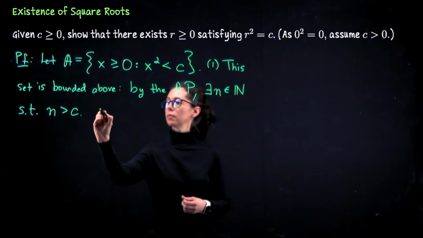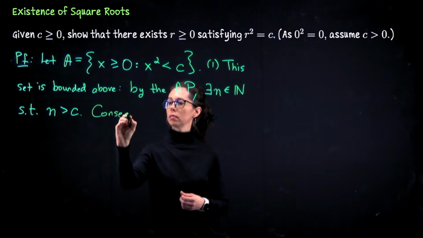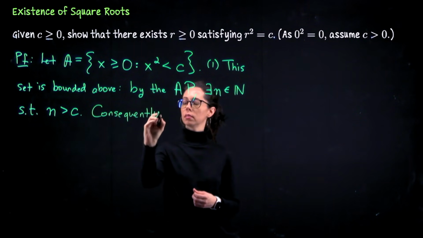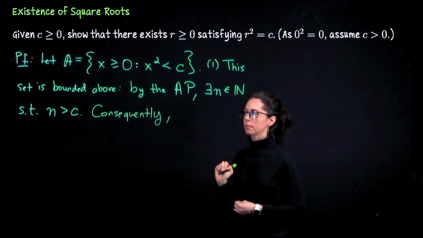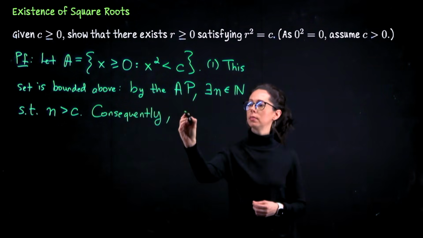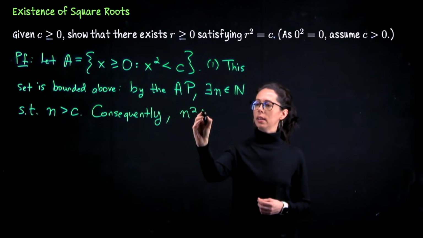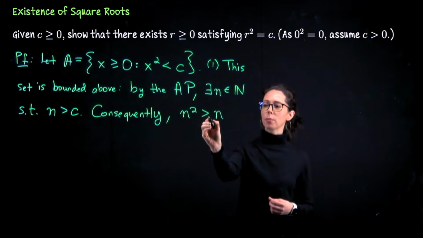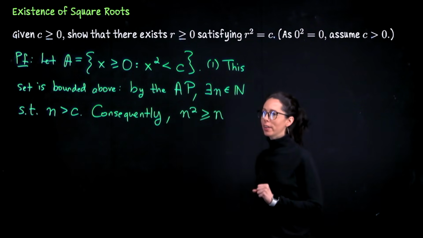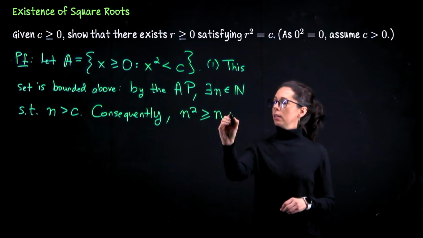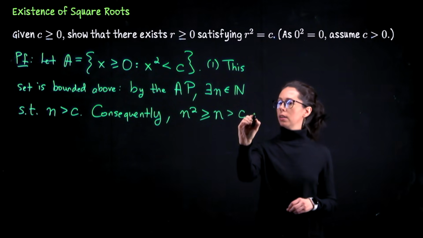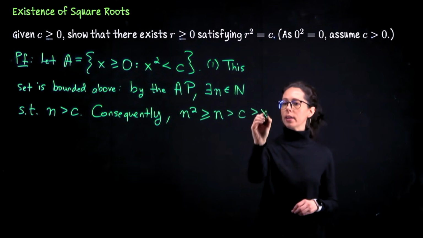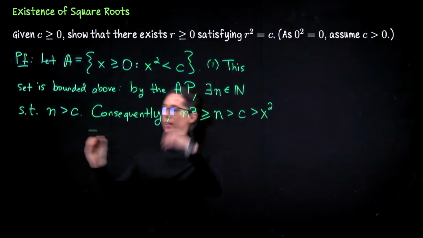Consequently, n squared is greater than n. It's probably strictly greater, but if n were 1, I would need that. So greater than or equal to n, greater than c, greater than x squared for all x in A.